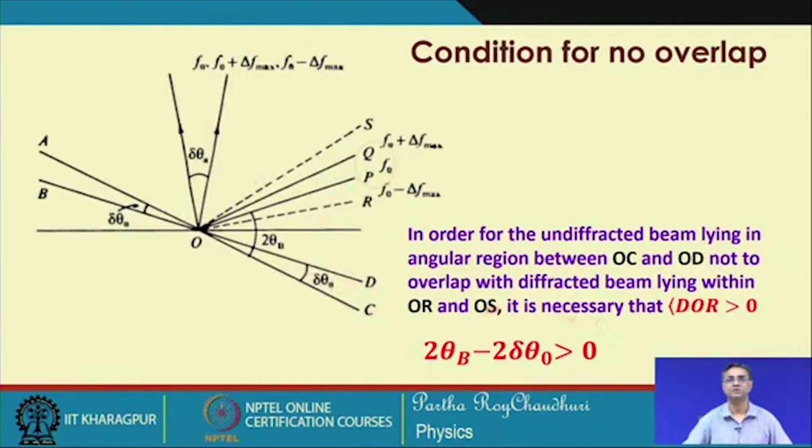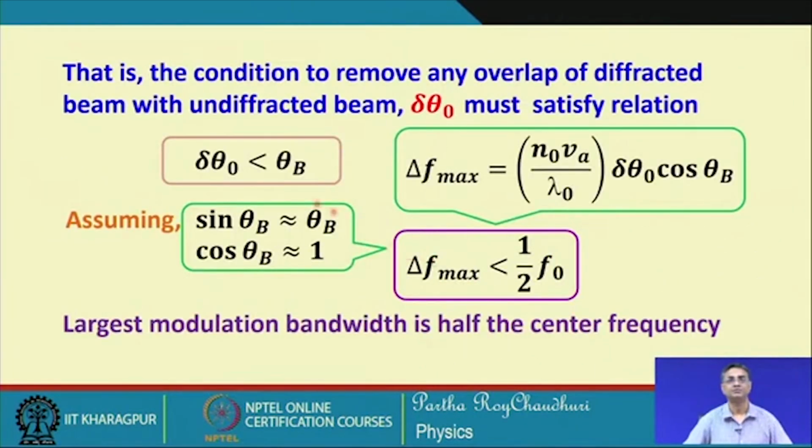So, that gives you this condition 2 theta b minus 2 delta theta 0, because anyway this is already known, 2 delta theta 0. So, that is the condition for no overlap of the 0th order beam with the diffracted beam. Using that, and assuming that sin theta b is very small, approximately equal to theta b, cosine theta equal to 1, we can bring out this delta f max, which is equal to half f 0.